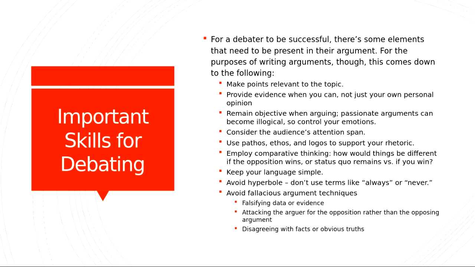All right, avoid fallacious argument techniques, okay? This includes things like falsifying data or evidence, okay? Many people have gotten into trouble over the fact that they have falsified data or they have misread data or misinterpreted it, okay? Especially if they falsified it, okay? A good example of this is Andrew Wakefield, who was the doctor who famously produced an academic paper which claimed that the MMR vaccine was a direct cause of autism, and was kind of the ground zero of the anti-vax movement.